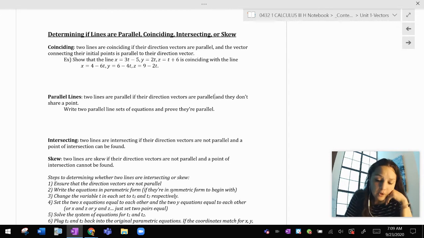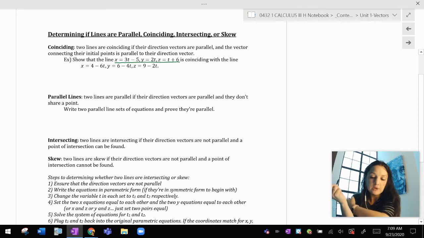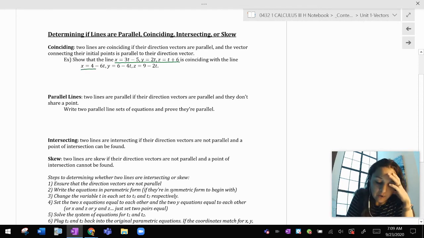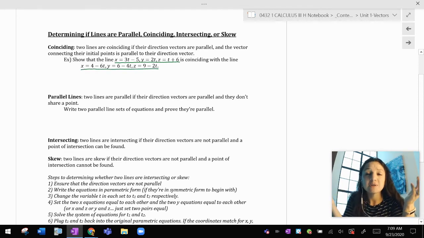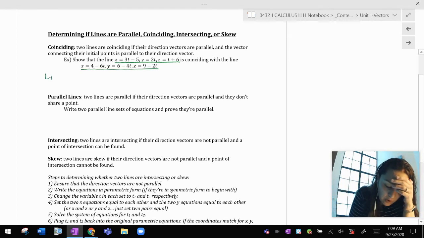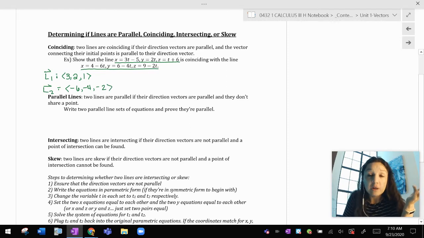Now, if I look at this line right here, 3t minus 5, 2t, t plus 6, and I look at that line right there, the first thing I'm going to do to decide if they are parallel or coinciding is see if their direction vectors are parallel. Because if their direction vectors are parallel, I know that the lines go in the same direction. So L1 has a vector of 3, 2, 1. And L2 has a vector of negative 6, negative 4, negative 2. And those are definitely parallel.